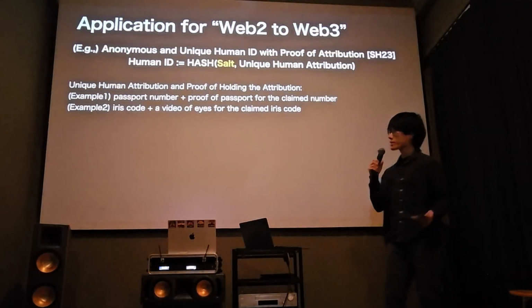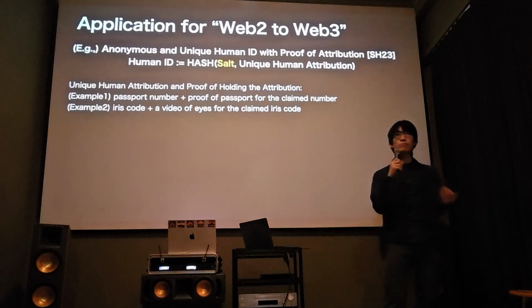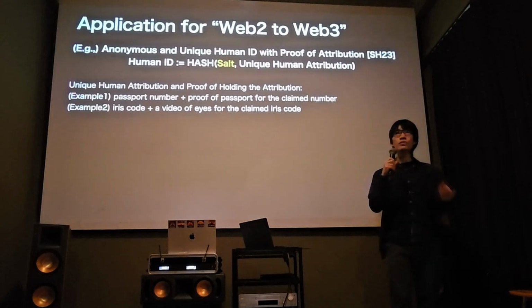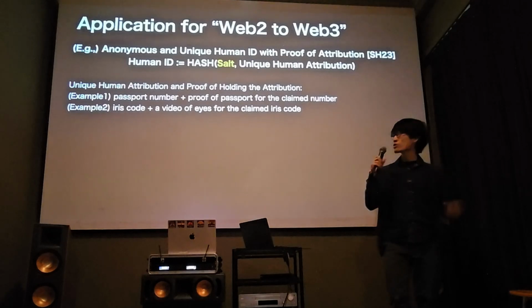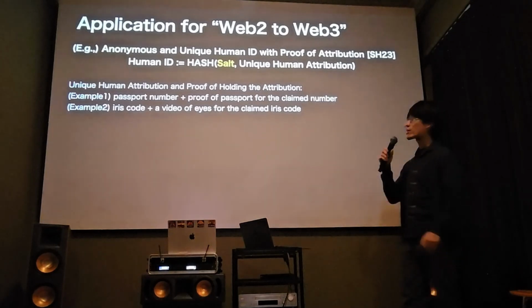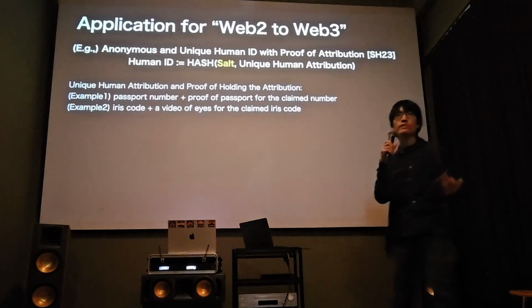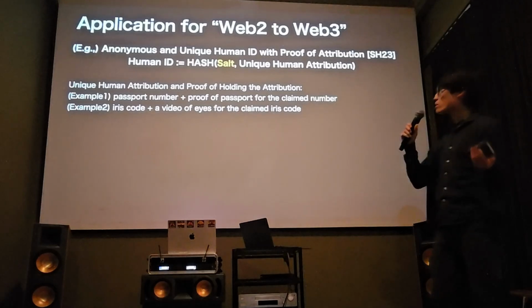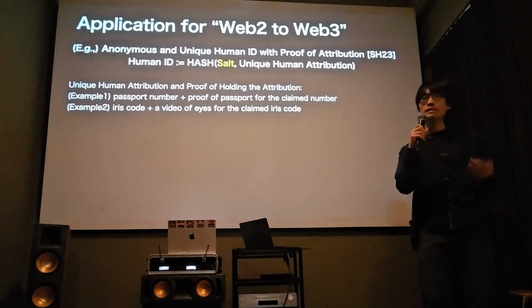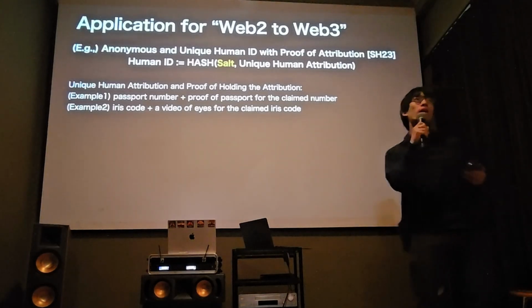Then, how can we use this kind of computation for applications like Web 2 to Web 3? We can use this to use the uniqueness of the Web 2 identity or information while keeping the anonymous property. So for example, we can consider an anonymous and unique human ID. We define this ID as a hash of some random salt and the unique human attribution. For example, it is your passport number or your iris code.